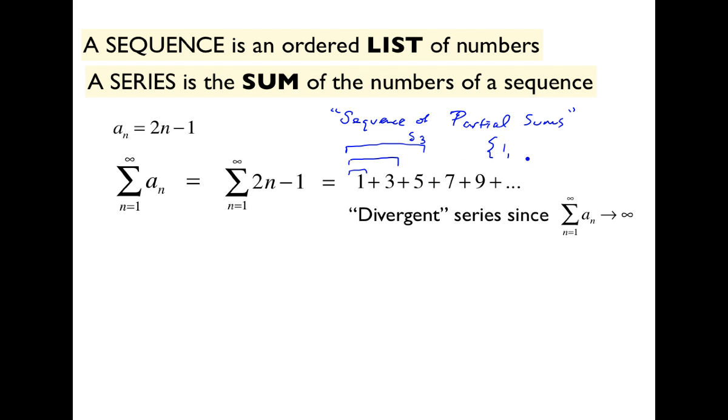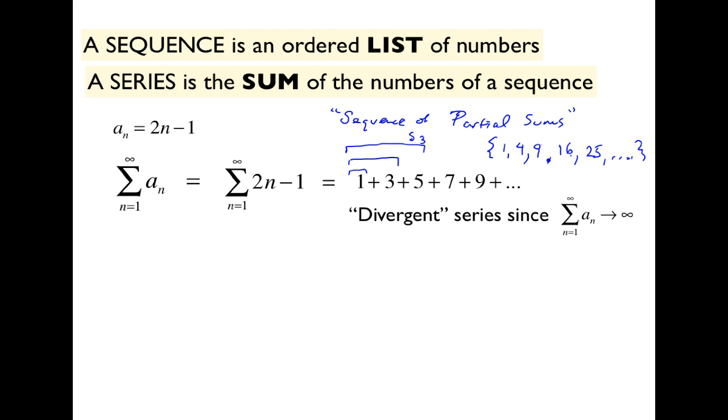It would be 1. What would be the next? What would be the second partial sum? 4. Then 9. Then 16, then 25, right?